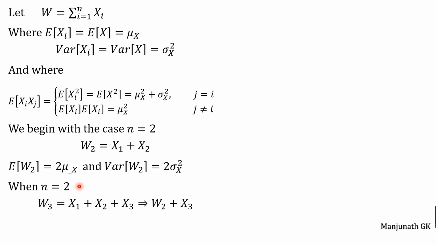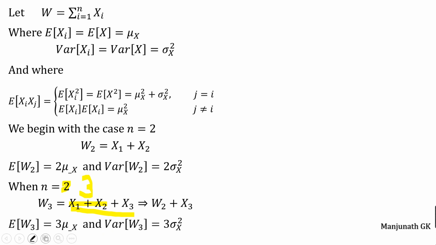When n is equal to 3, consider this value as 3, not 2. If this is 3, it becomes w3. Then 3 independent random variables are considered here, x1 plus x2 plus x3. Can we write this as w2 plus x3? Yes, it can be written. As a result, mu of x plus mu of x plus mu of x becomes 3 into mu of x. And what about the variance of w3? It is 3 into the variance of x.